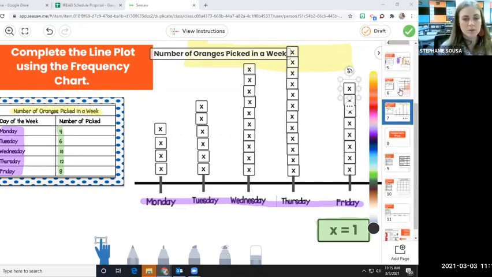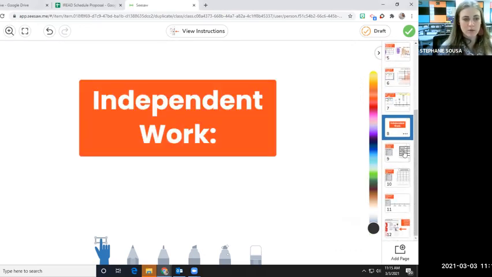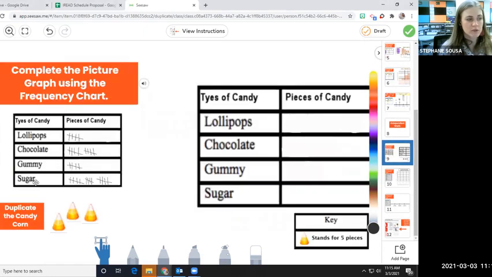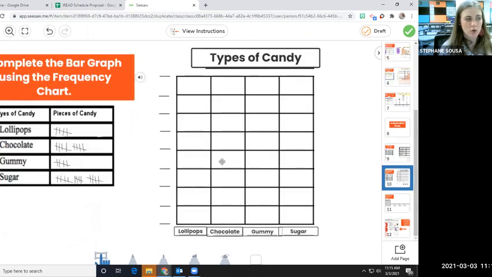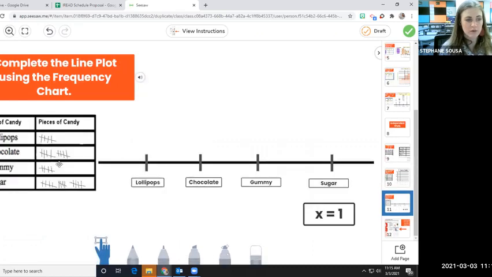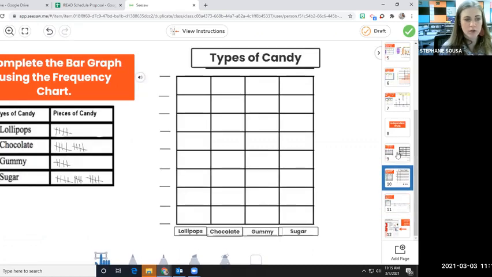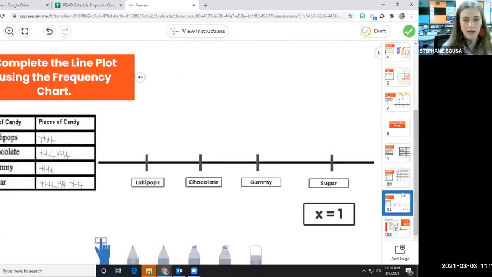You today are going to be doing the same thing for independent work. On the left, you will see a frequency chart. On the right, you will see a graph. The categories and the key have been filled in for you. You are simply going to move the data or draw the data to fill it in. Okay? Same frequency chart, but you are going to create a pictograph, a bar graph, and a line plot.